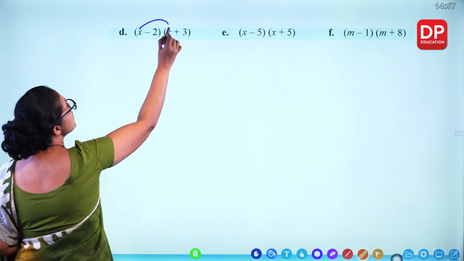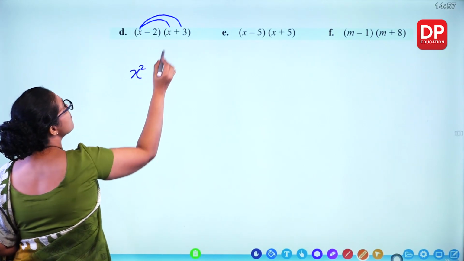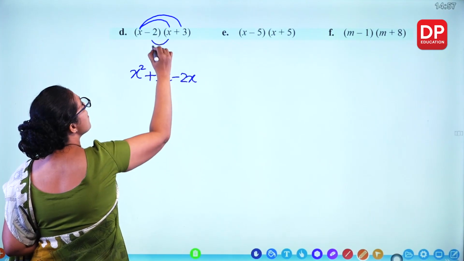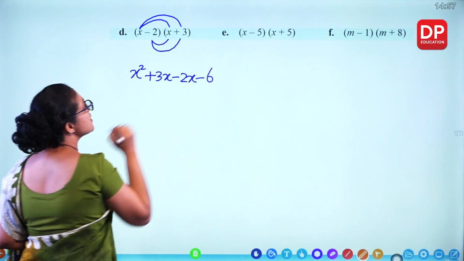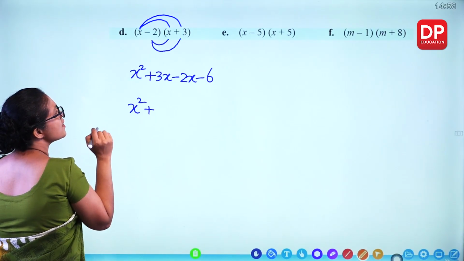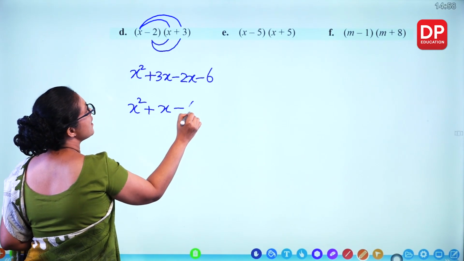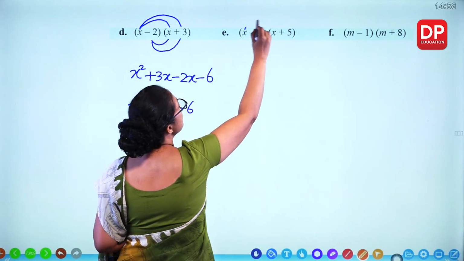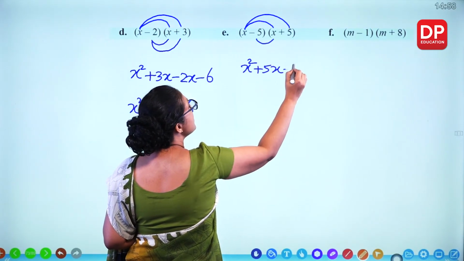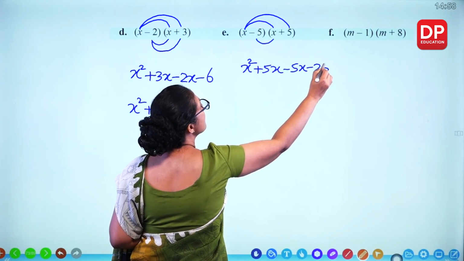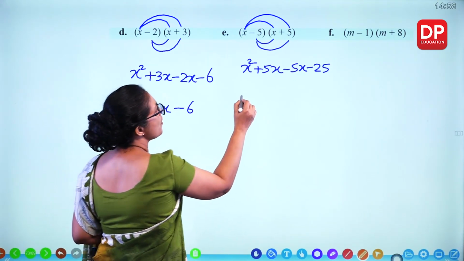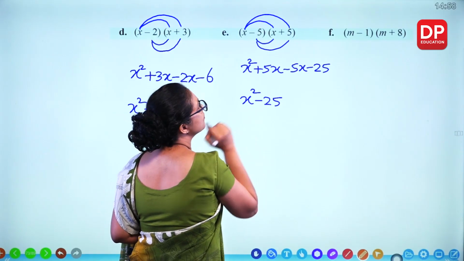This one, x with x, x squared. x with plus 3, 3x. Minus 2 with x, minus 2x. Minus 2 with 3, minus 6. Now simplify the like terms. You get x squared plus 3x minus 2x. You get x minus 6. Here, x squared plus 5x minus 5x minus 25. Middle term gets cancelled out. So you get x squared minus 25.